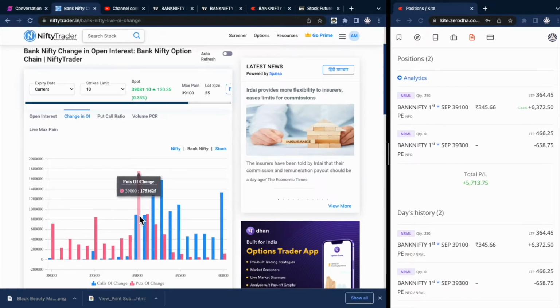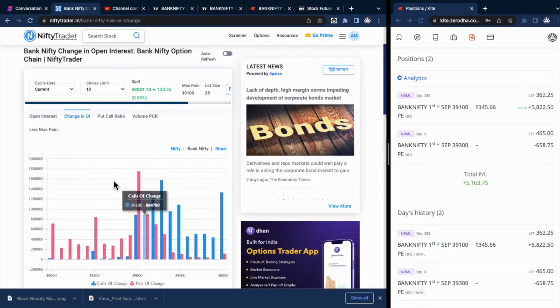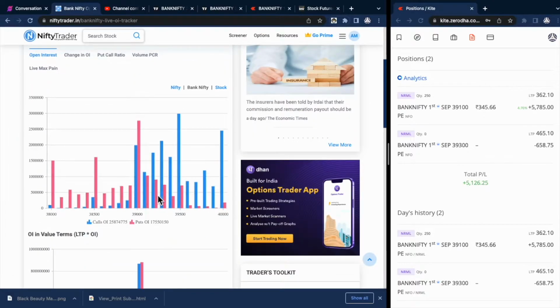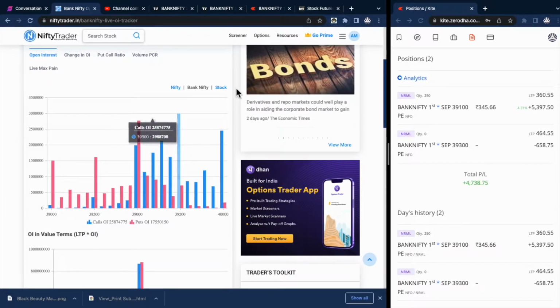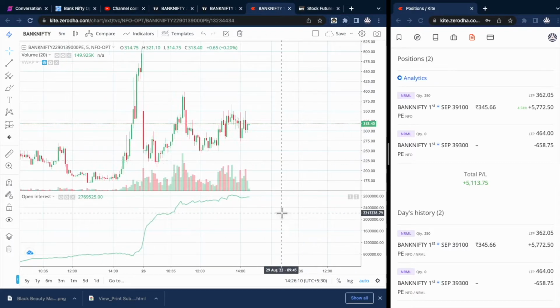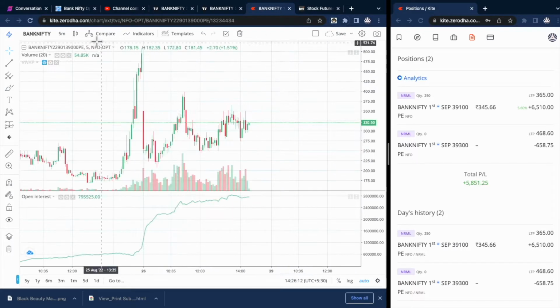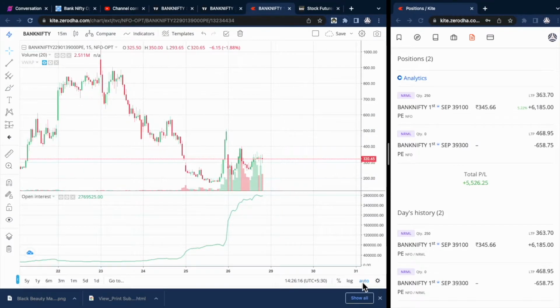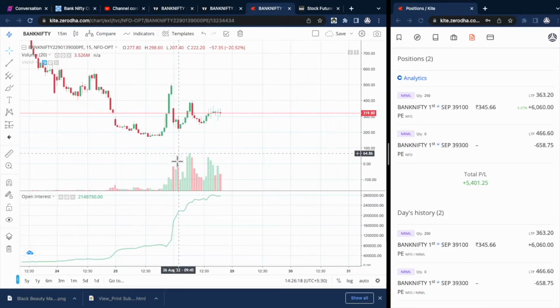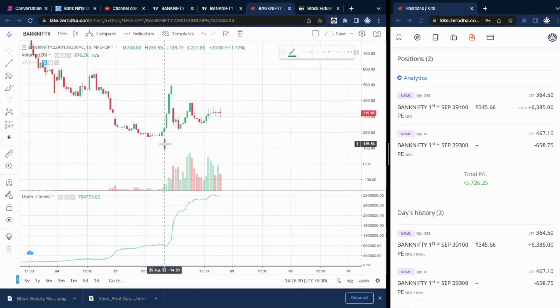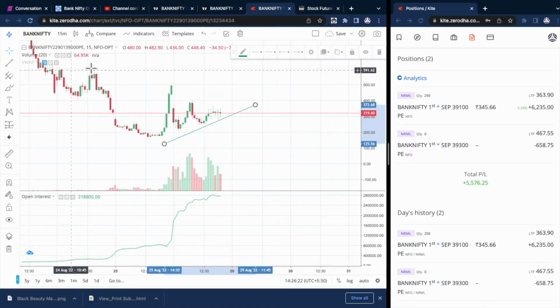But one thing was, throughout the day, even though the market was slipping, making lower highs and coming down, the 39,000 puts were not exiting much. So that's one thing that was a little bit worrisome. This is the 39,000 PE chart. See, throughout the day the price was going up and the OI also was going up.